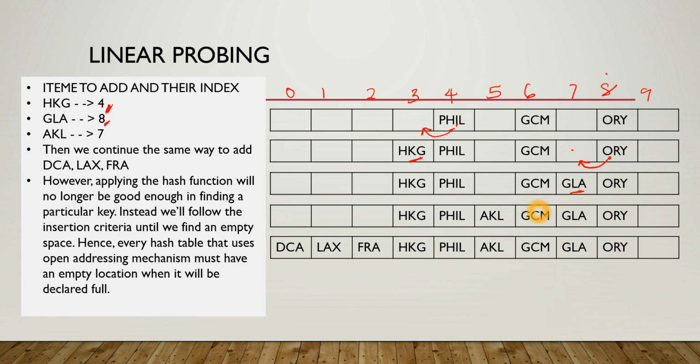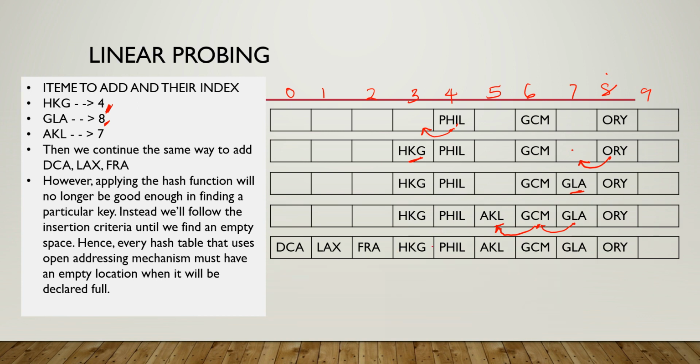The same thing we did with AKL, but when we came to this place, we noted that something is already there. We moved to this place, we noted that something is already there, so we moved to this place only to find space in index location 5. That's why we placed it there. And that is how all of these things are placed.